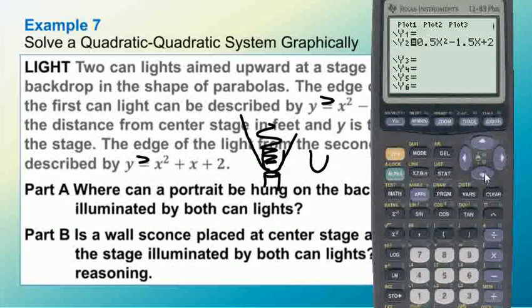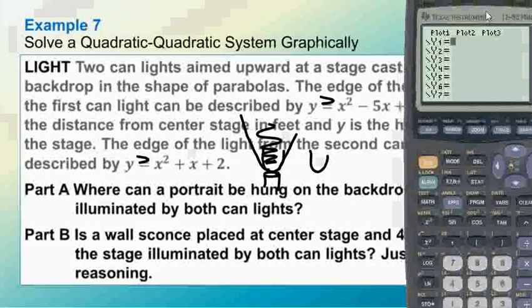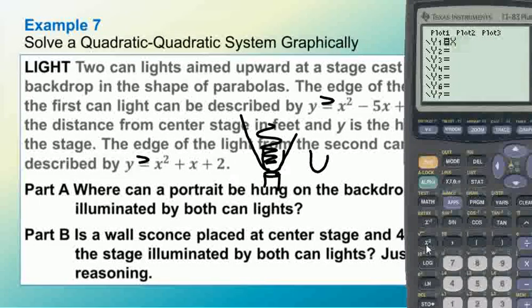Go to y equals. We'll clear what we have in here. The first one is going to be x squared minus 5x, and then plus 8. And this one we're going to shade above, so we'll go to the upper triangle like that. The second one is also going to be above, and this equation would be x squared plus x plus 2.